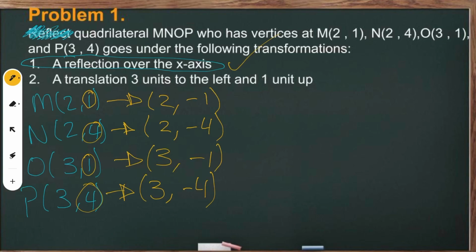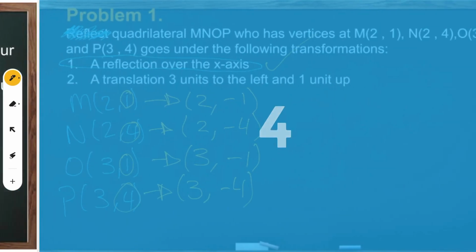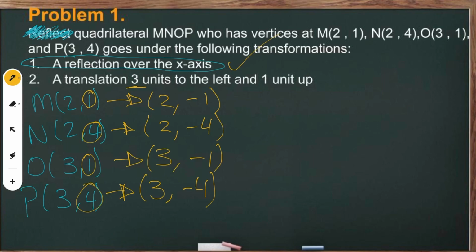Now we want to have a translation 3 units to the left and 1 unit up. Remember, when you're translating to the left, you subtract from your x value. And when you're translating up, you add on to your y value. So that means we're going to subtract 3 from our x value because we're moving to the left, and we're adding 1 to our y value because we're moving up.